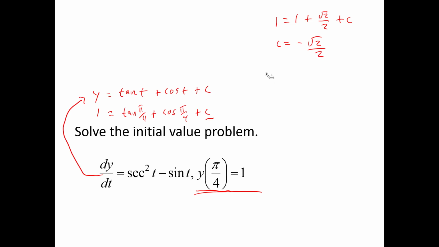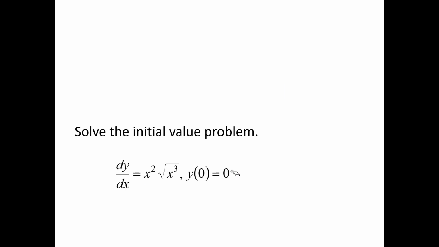So then, finally, I can figure out what my exact equation was. It was y equal to the tangent of t plus the cosine of t minus the square root of 2 over 2. And this function satisfies the fact that when I take the derivative of this function, I get this. And when I plug in pi over 4 into this function, I get this. That's called an initial value problem, and that is the solution. Okay, solve the initial value problem.